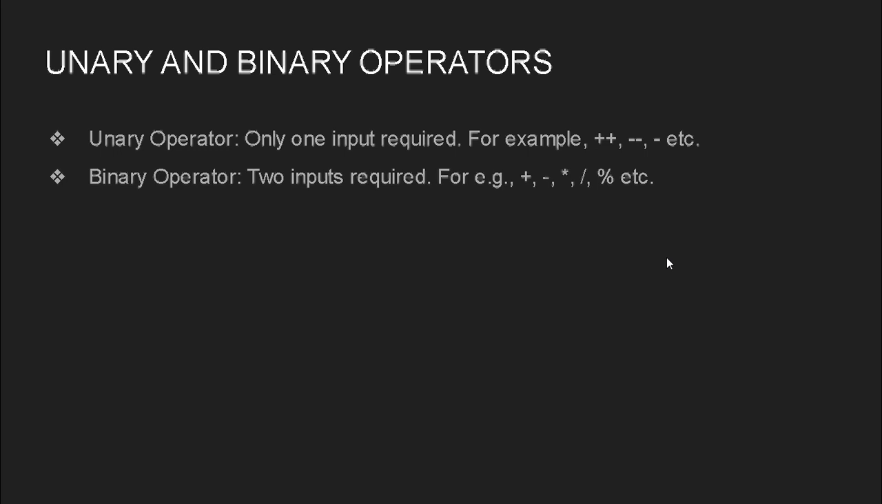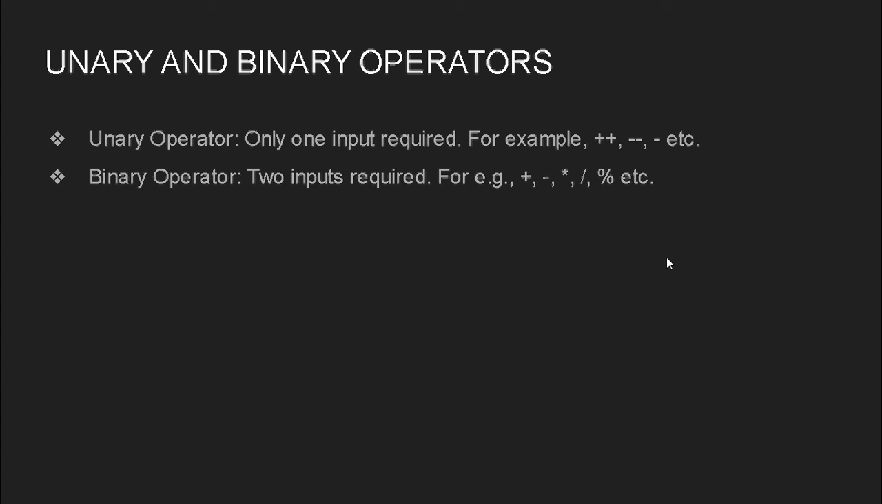The first concept is the unary operator and the second concept is the binary operator. So what is a unary operator? Unary operators are those operators which require exactly one input, or you can say operand. An operand is a kind of input which is given to an operator, and the operator operates on that input and produces an output.